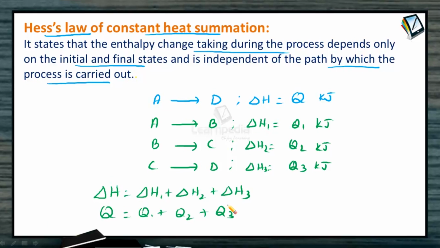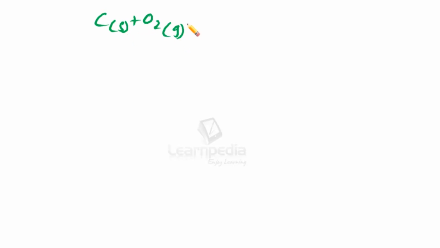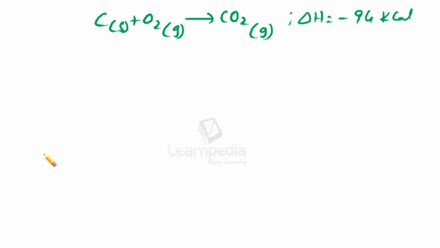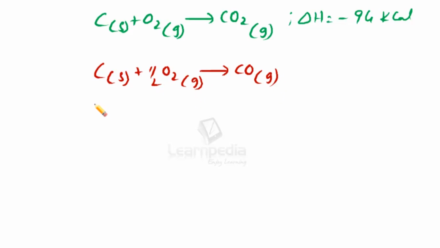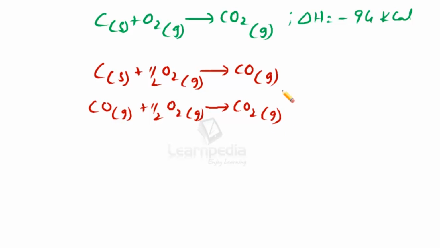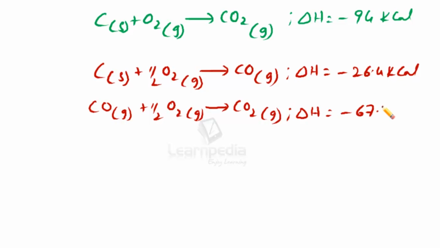So let me take a specific chemical reaction. Let us take the formation of carbon dioxide in one step. That is, solid carbon when heated in oxygen results in the formation of carbon dioxide gas. In this process, the amount of heat released is equal to 94 kilocalories. Now if the same reaction is carried out in two steps, it is like this. First, carbon is converted into carbon monoxide, and then that carbon monoxide on further combustion is converted into carbon dioxide. The enthalpy change in the first step is minus 26.4 kilocalories, and in the second step it is minus 67.6 kilocalories.